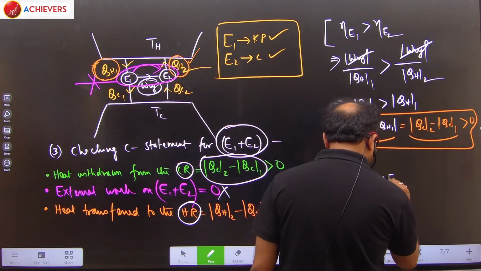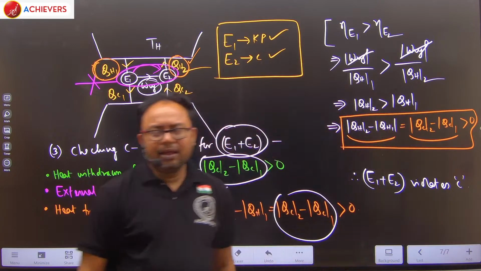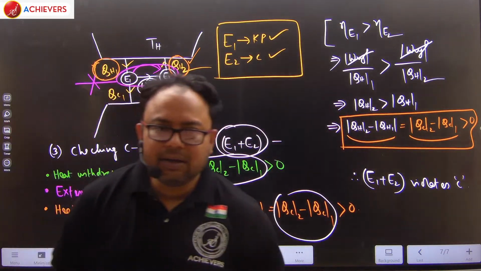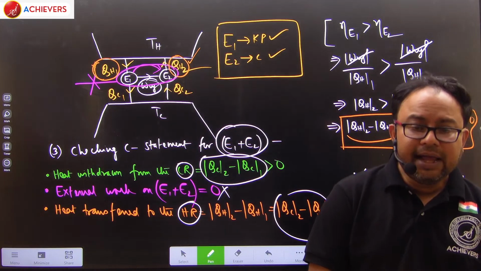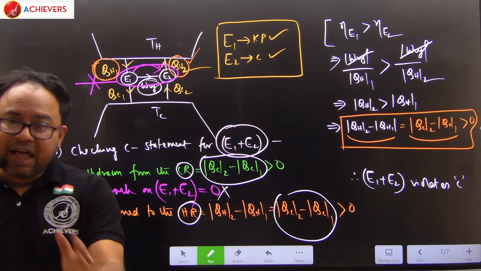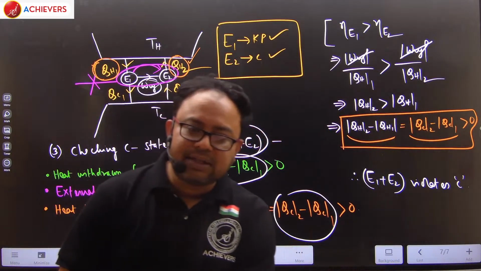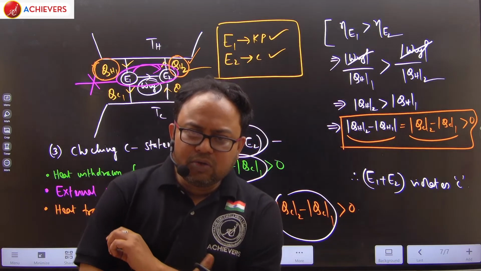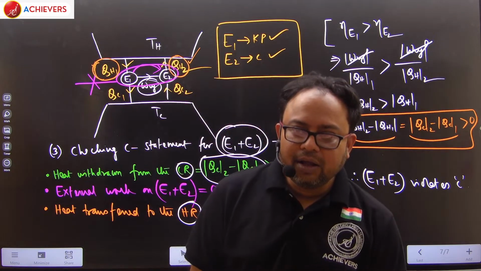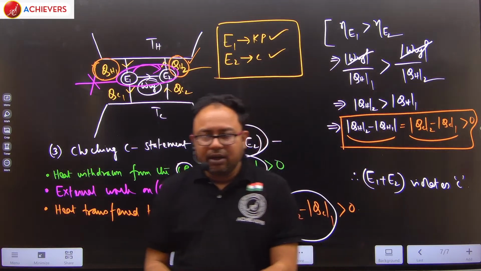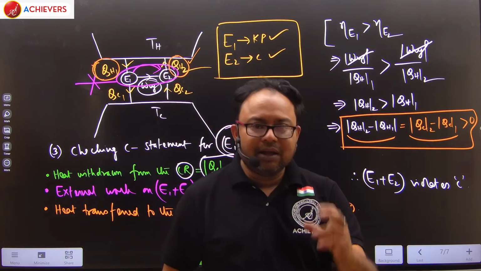Therefore, E1 plus E2 violates C. Very surprisingly, this couple is violating the Clausius statement. It should have followed the Clausius statement. But very surprisingly, we find that this couple is violating the Clausius statement. So we are facing a very sheer fallacy over here. How can you crack this fallacy?